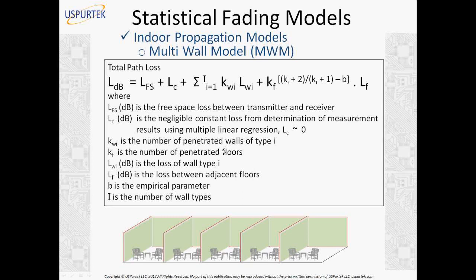You have the number of penetrated walls of type i. Now, there can be different types of wall. There could be a concrete wall, or a wall made of wood, or simply a partition. KF is the number of penetrated floors. You have a loss of wall type i, and the loss between adjacent floors, B, is an empirical parameter. So we have a table a few slides from now where we can use some suggested values of this value B and the number of wall types. Okay.